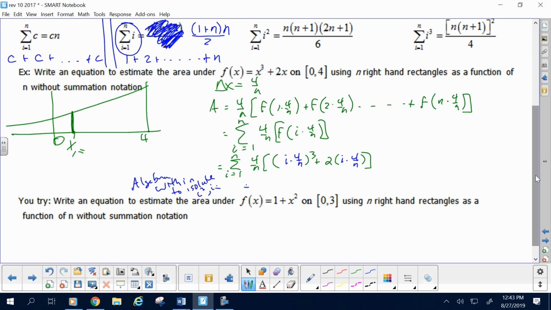All right, so here's my thing. I can, first of all, break this up into 2 summations. One for the 4 over n times the cube, and one for 4 over n times the 2I kind of thing. Are you with me? Yes. And I did not give myself enough room. Wish I would have written small.